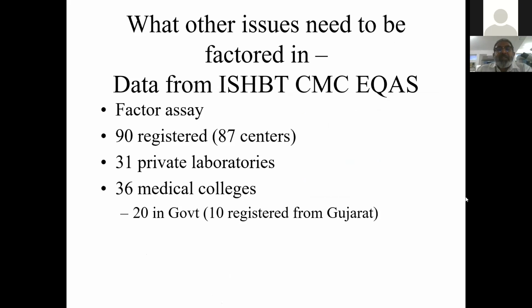Now, in addition to these limitations, I'll show you the data from the first proficiency program that we conducted. We have 90 registered participants, but only 87 centers because many of them use different platforms for factor assay. 31 are private laboratories, 36 are attached to medical colleges, 20 are in the government, and 10 are registered from Gujarat. So you can realize how many centers will be able to offer service to patients related to factor assay. This is the one-stage factor assay. I'm sure the chromogenic will be probably 4 or 5 centers in our country.